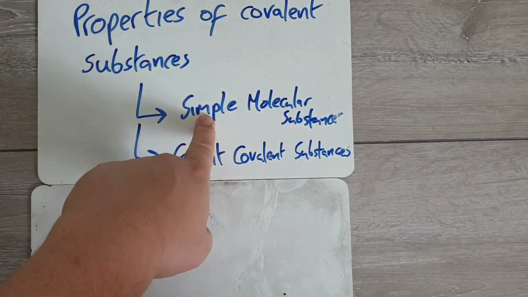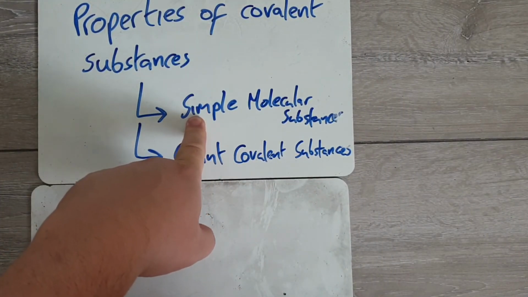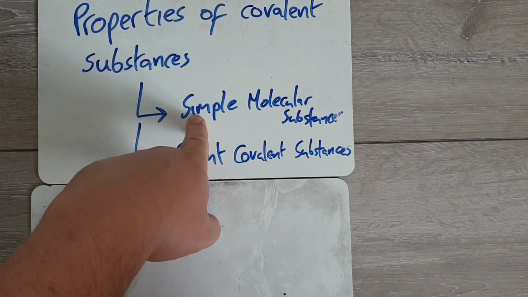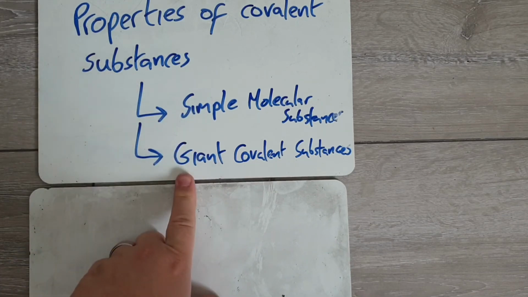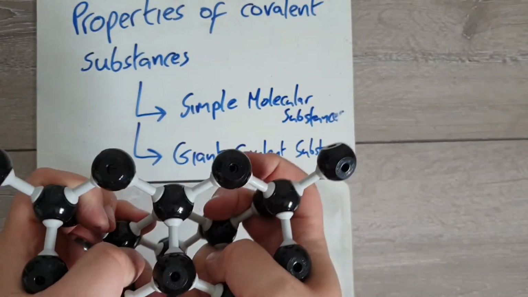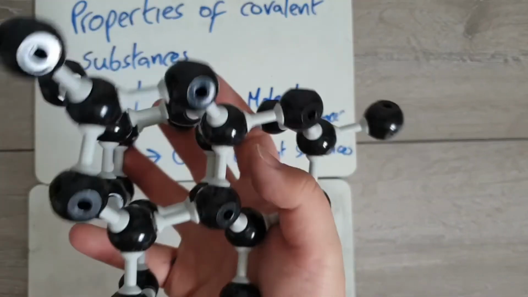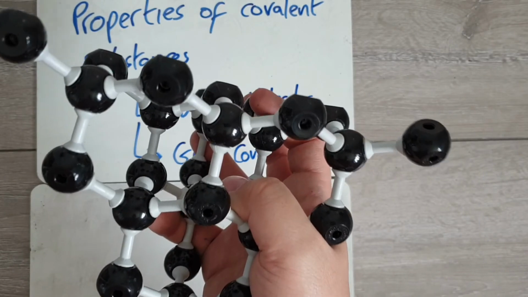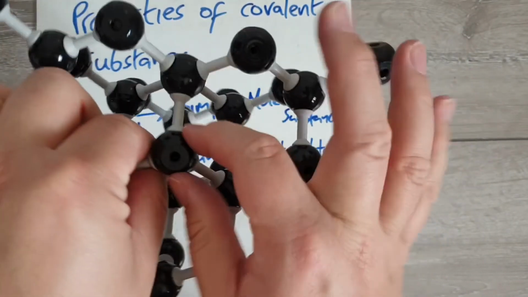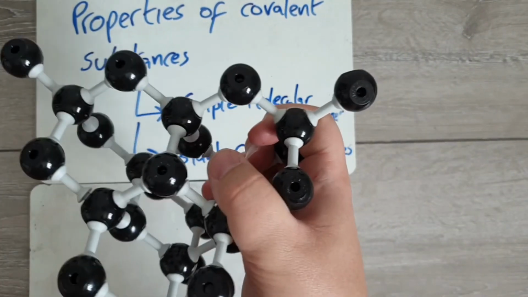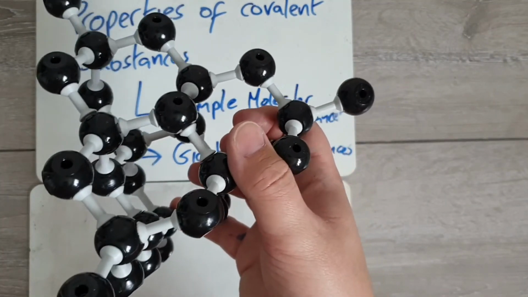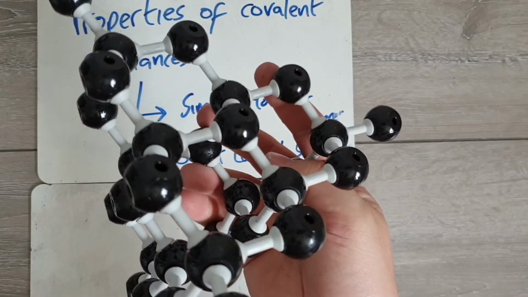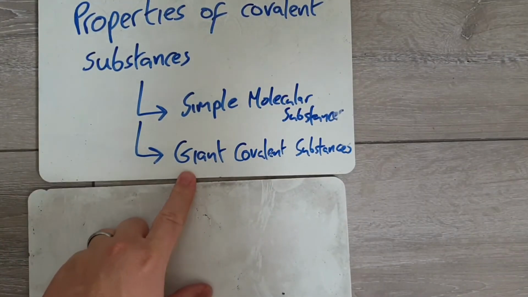So simple molecular ones, low boiling and melting point because the molecules are easy to pull apart because of weak intermolecular forces. Giant ones, very high boiling and melting points because to make them melt or boil, you need to overcome the intramolecular force. You need to overcome and break all these bonds. And breaking those bonds takes a lot of energy, which means a high temperature, which is why diamond melts at incredibly high temperature. So that's the boiling point of these.